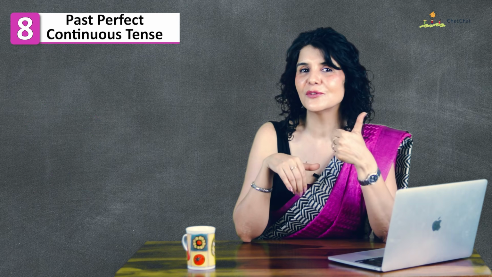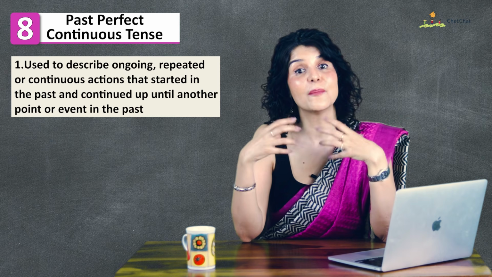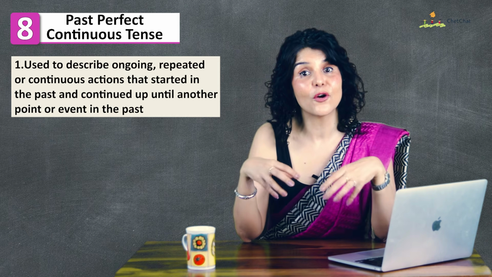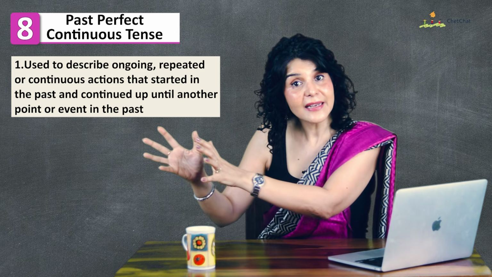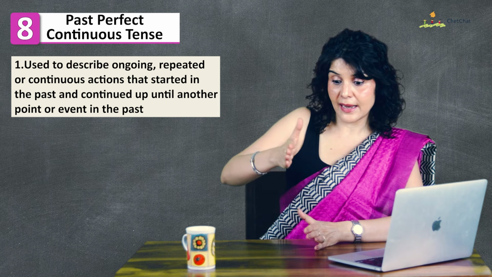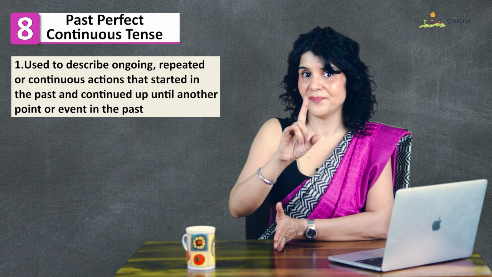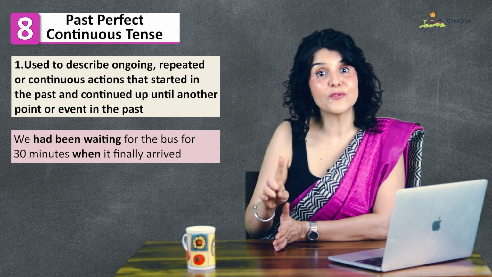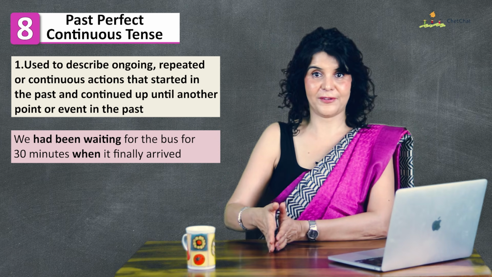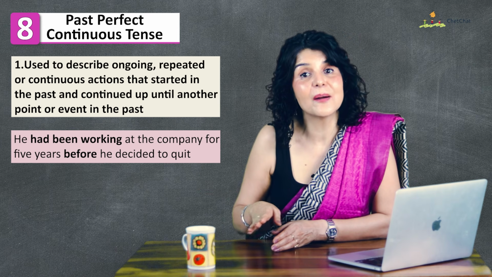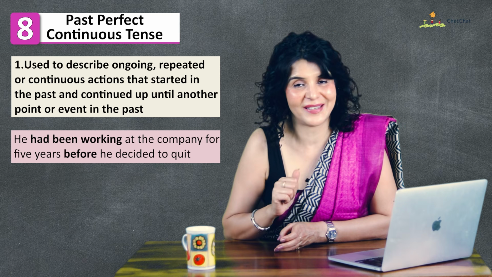The first use of past perfect continuous tense is that it's used to describe ongoing, repeated, or continuous actions that started in the past and continued up until another point or event in the past. Okay? We had been waiting for the bus for 30 minutes when it finally arrived. He had been working at the company for 5 years before he decided to quit.